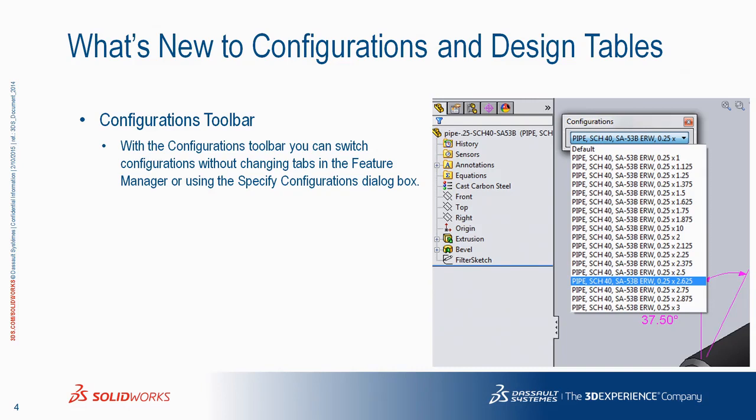There's a configurations toolbar now. We can pop this up at any point. I drop mine into the middle of my screen. You can dock it just like you do anything else. With the configurations toolbar, you can switch configurations without having to change tabs in the FeatureManager. So it just saves you a few mouse clicks, especially when you've got a lot of configurations in your model.